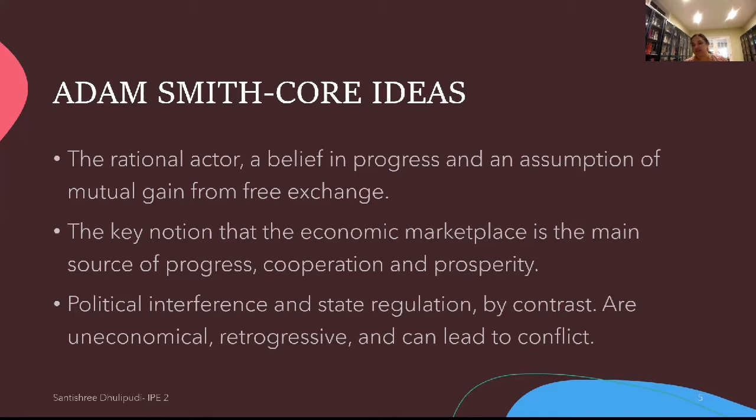The rational actor, a belief in progress and an assumption of mutual gain from free exchange. The key notion is that the economic marketplace is the main source of progress, cooperation, and prosperity. Political interference and state regulation, by contrast, are uneconomical, retrogressive, and can lead to conflict.